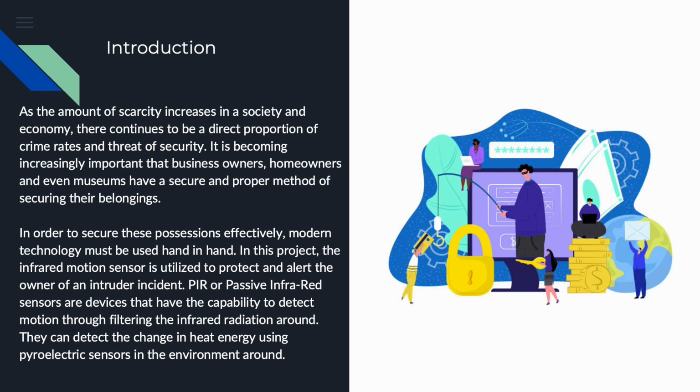In this project, the infrared motion sensor is utilized to protect and alert the owner of an intruder incident. PIR, or passive infrared sensors, are devices that have the capability to detect motion through filtering the infrared radiation around. They can detect the change in heat energy using pyroelectric sensors in the environment around.